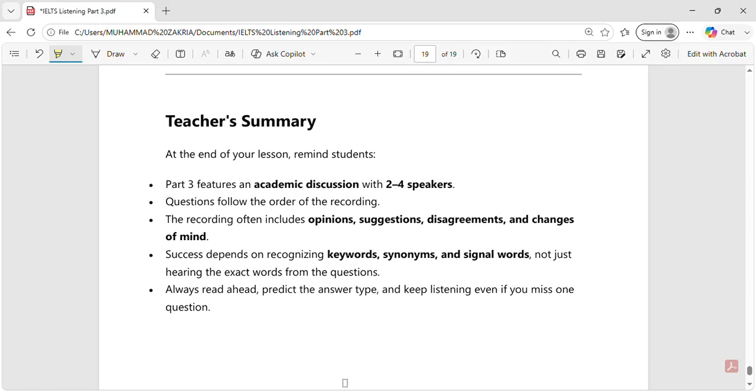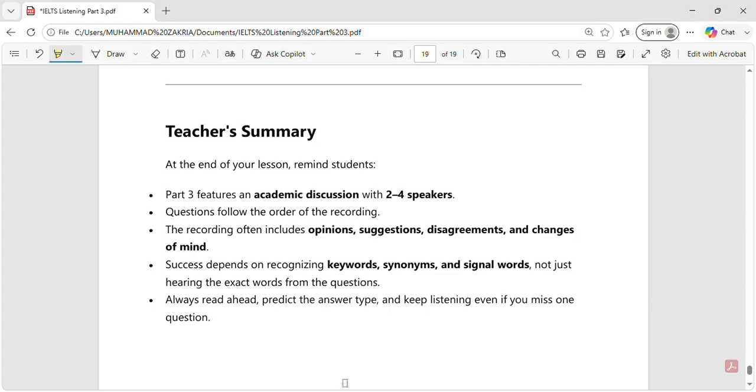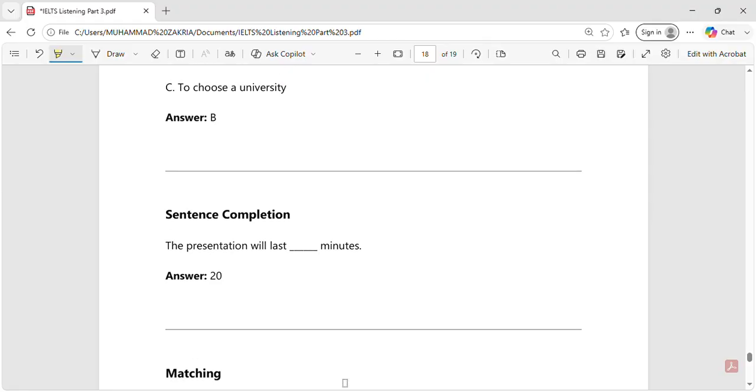In the last part, I have given you some strategy, a summary of my teachings in the class. At the end, I want you to remember that part 3 is an academic discussion with 2 to 4 speakers. There are around 10 questions, 7 minutes. The recording plays once, so just focus on the synonyms, the signposting words and keywords. This is how we can complete our listening part 3.